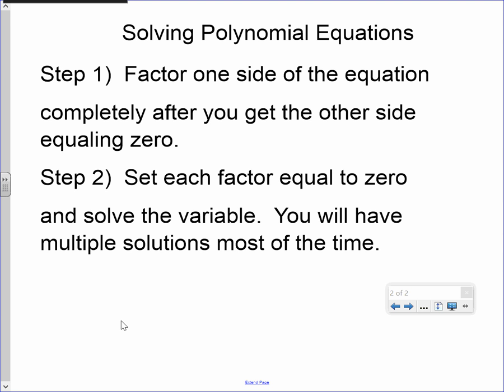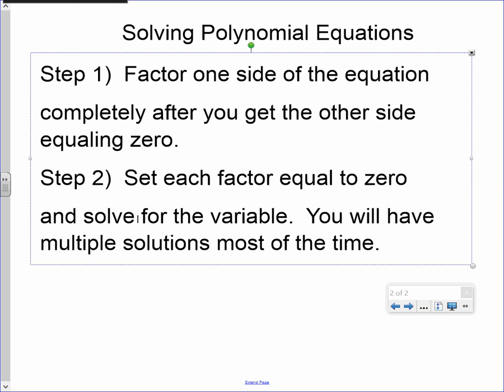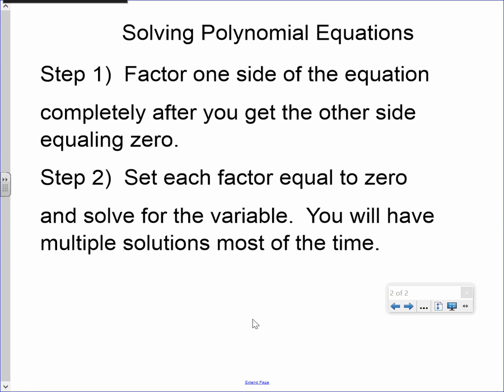Factor one side of the equation completely after you get the other side equaling 0. Step 2, set each factor equal to 0 and solve for the variable. So put solve for the variable. You will have multiple solutions most of the time. In other words, you won't have just one solution. You'll have more than one solution, like we did in the warm-up. Some of those had more than one solution. Let me elaborate.